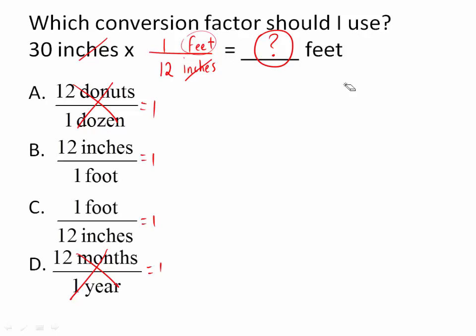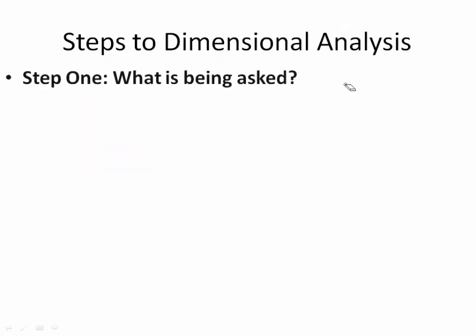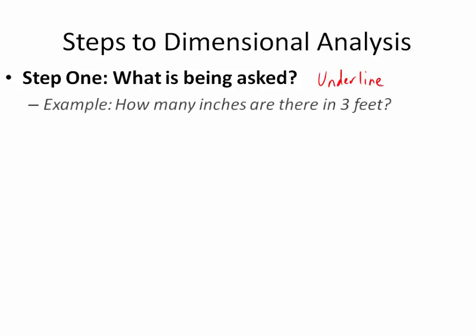Let's write down the steps of dimensional analysis to help you out if you get stuck. And you might need to pause as we go through these. Step 1, identify what is being asked. And I like to have you underline that because usually it's in a word problem. Underline what is being asked. For example, if we were asking how many inches are there in 3 feet, what would you underline there? How many inches? And that way you can go back and look at the problem and immediately see what it's asking for.